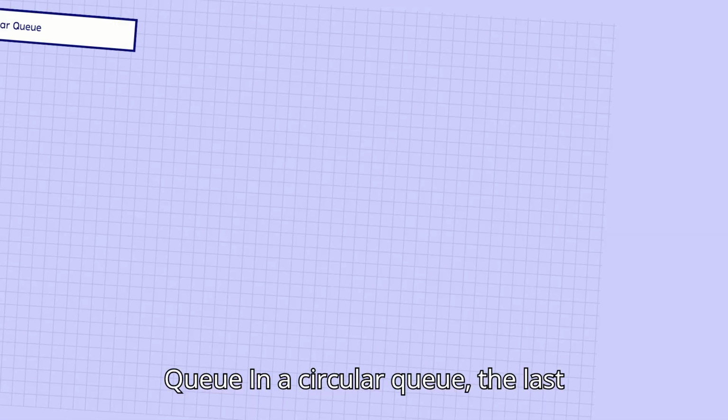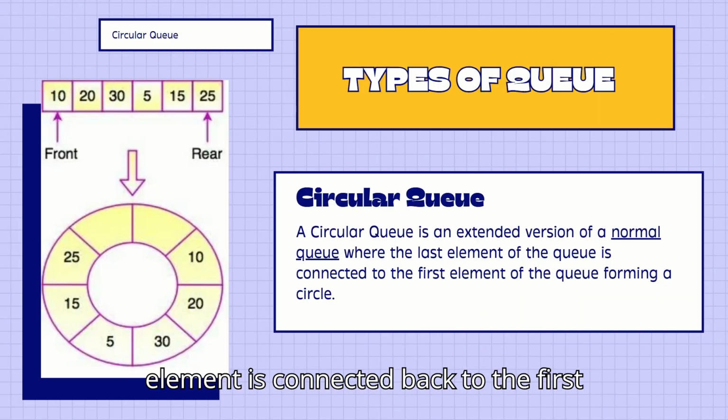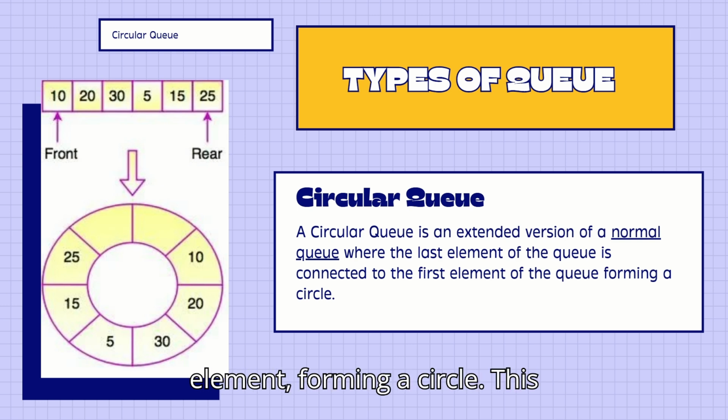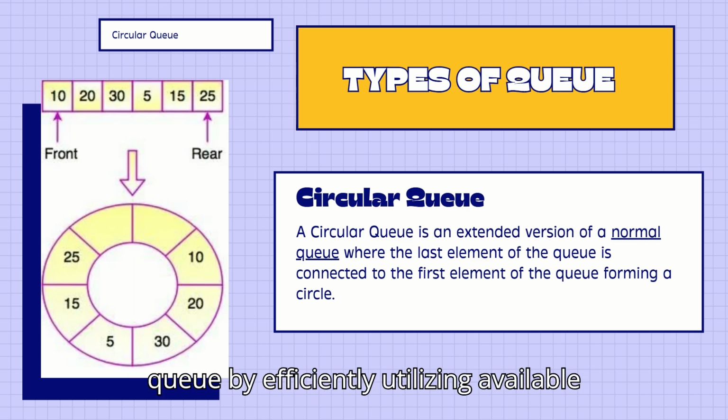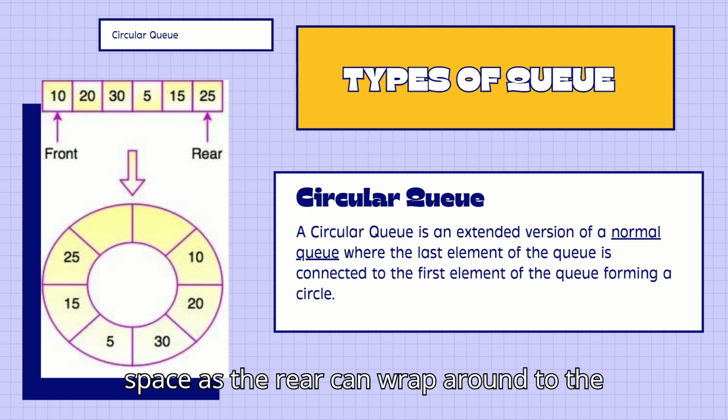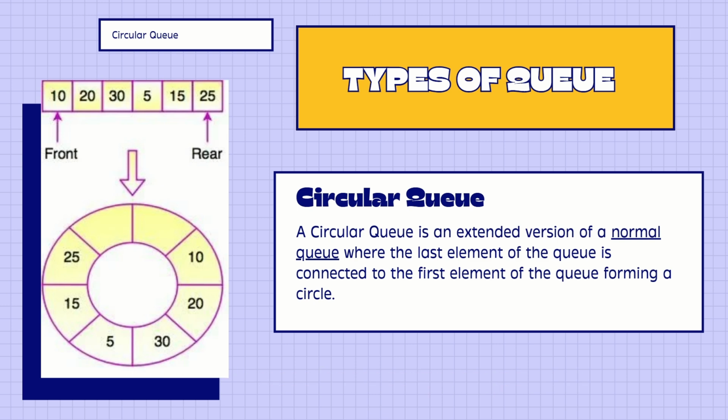Circular queue. In a circular queue, the last element is connected back to the first element, forming a circle. This setup solves the limitation of the linear queue by efficiently utilizing available space, as the rear can wrap around to the front when necessary.